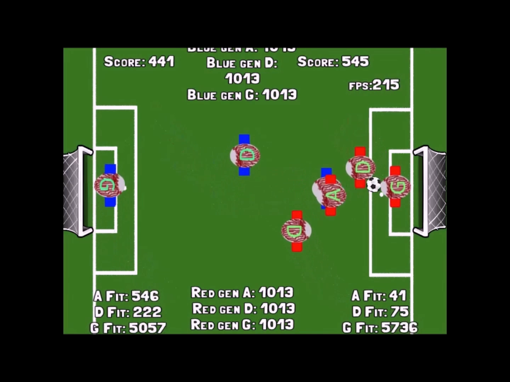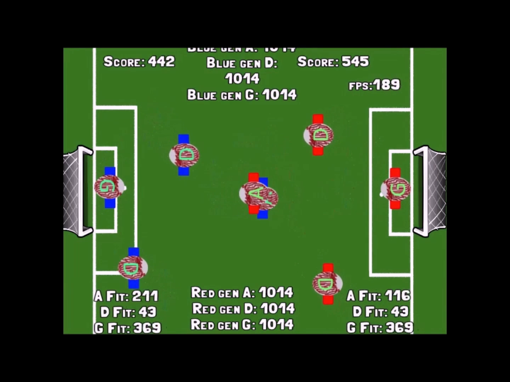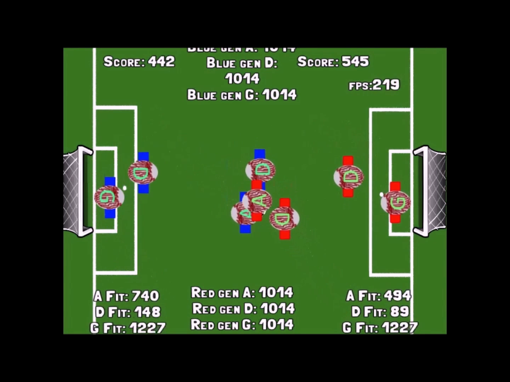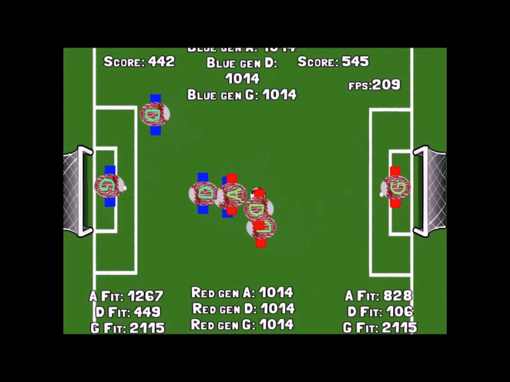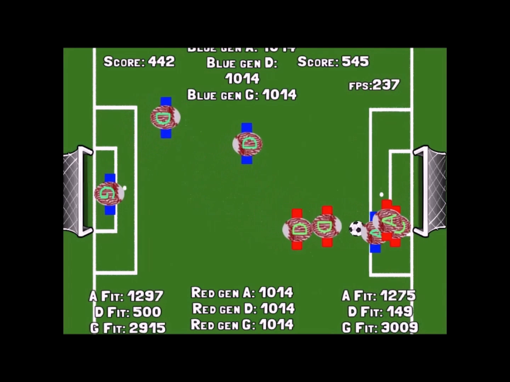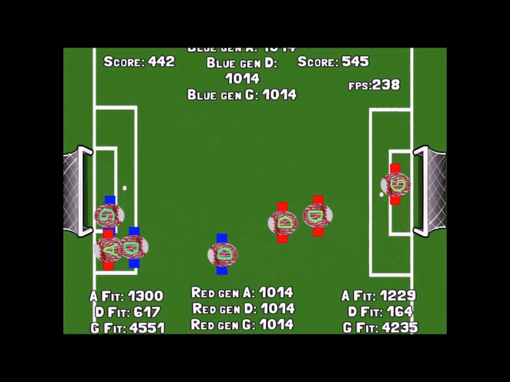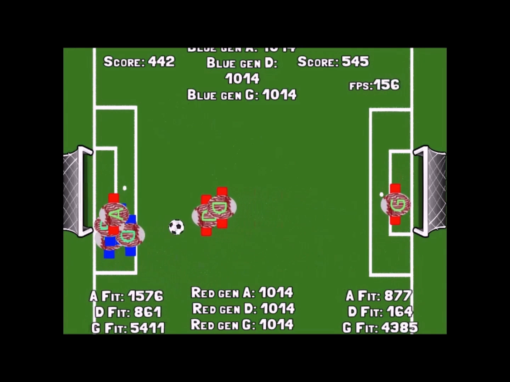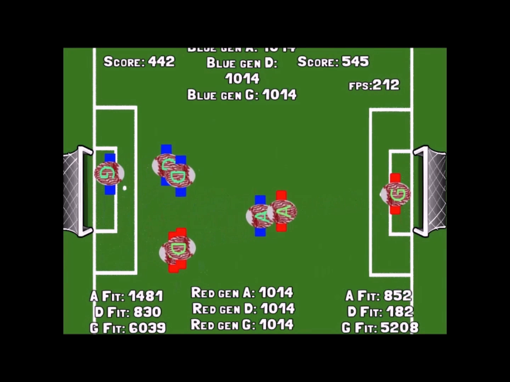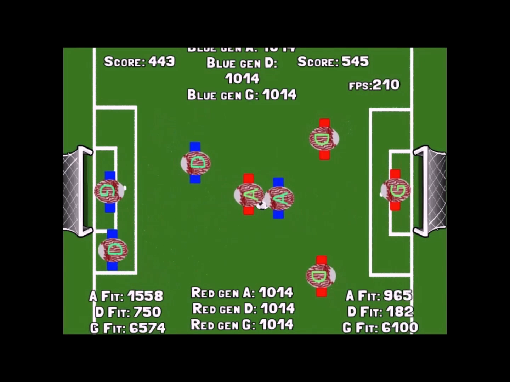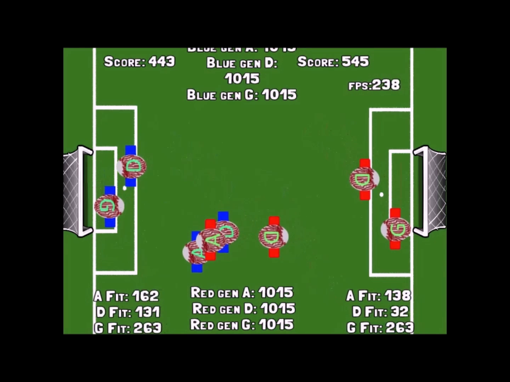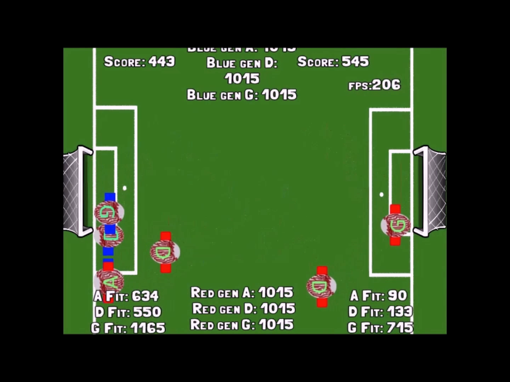Players are divided into three groups: A, or the players with the letter A on their heads, are attack players. D are defense players. G are goalie players. Each group in each team has its own genetic algorithm population in which 100 agents are simulated.